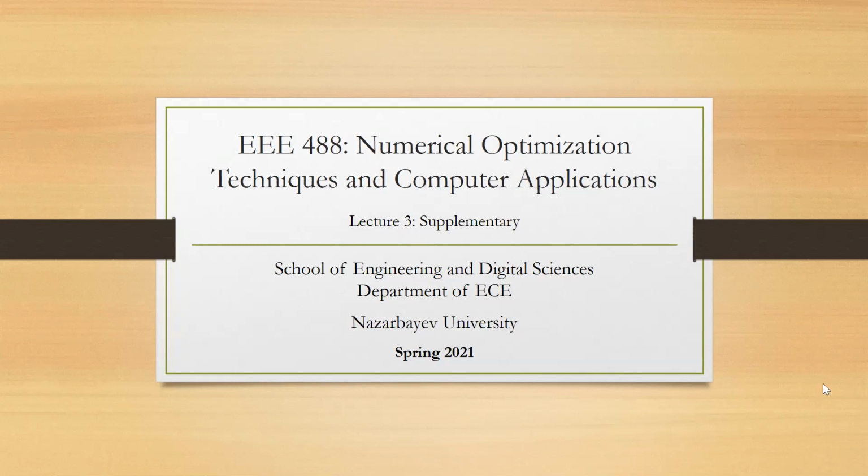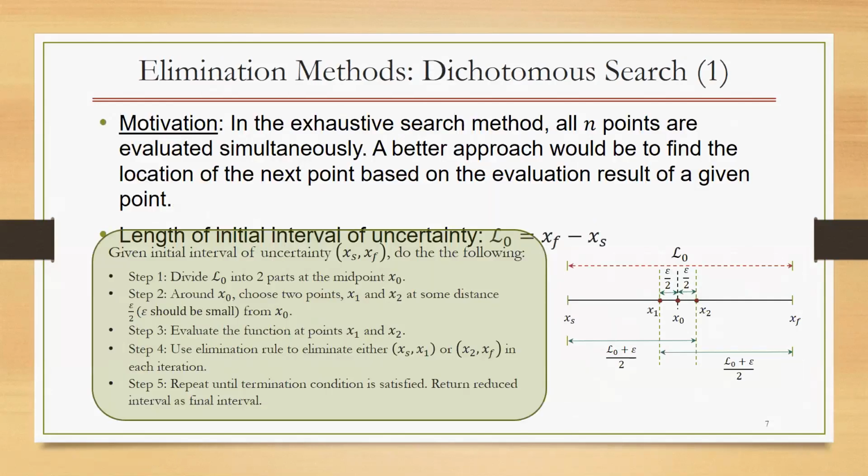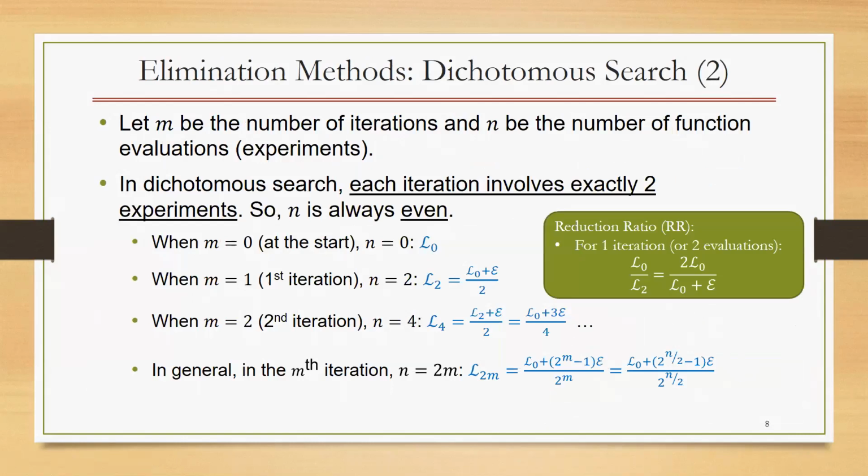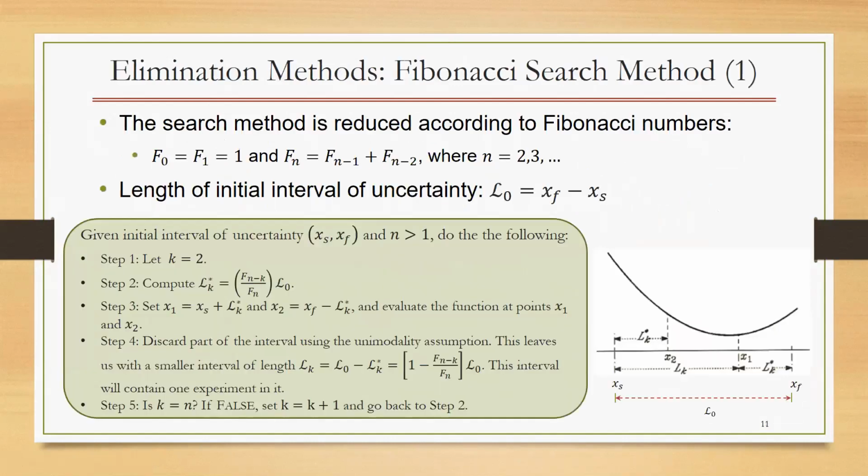Okay, let's finish what we had to do, because we are a bit lagging. We talked about interval halving last time, and then we had to talk about Fibonacci search, and I had asked you guys to study it. So today I'm going to randomly select some people and see whether they have studied this. Let's begin with Sultan.